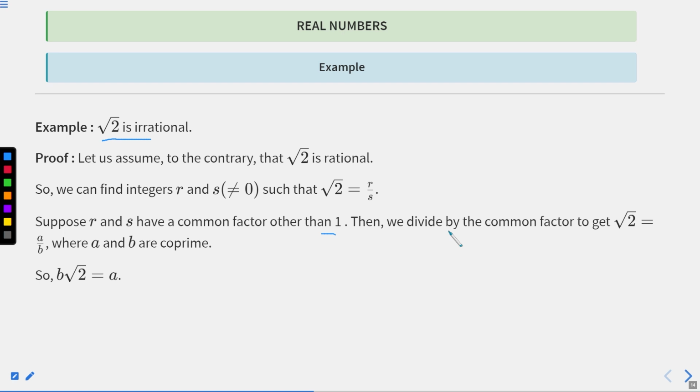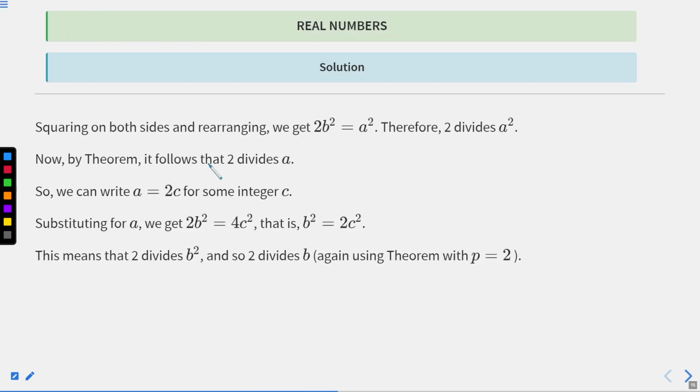So b times root 2 is equal to a. Squaring both sides and rearranging, we get 2b squared is equal to a squared. Therefore 2 divides a squared. By the previous theorem, if p is a prime number and p divides a squared, then p also divides a. Here 2 divides a squared, and 2 is a prime number, so by this theorem it follows that 2 divides a.